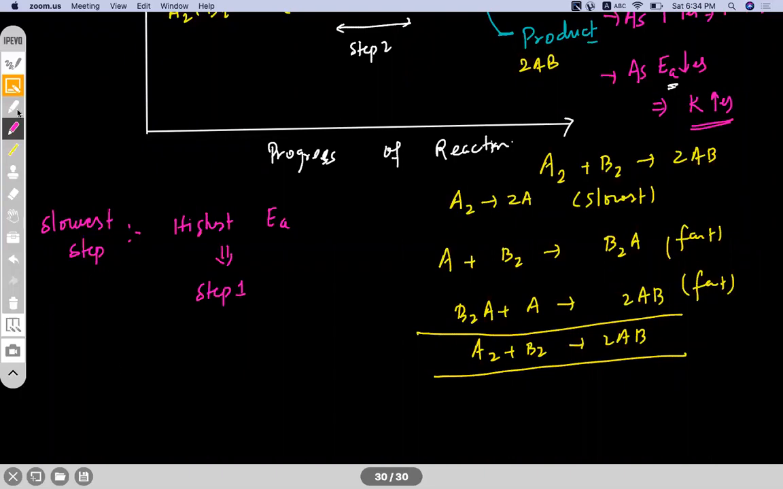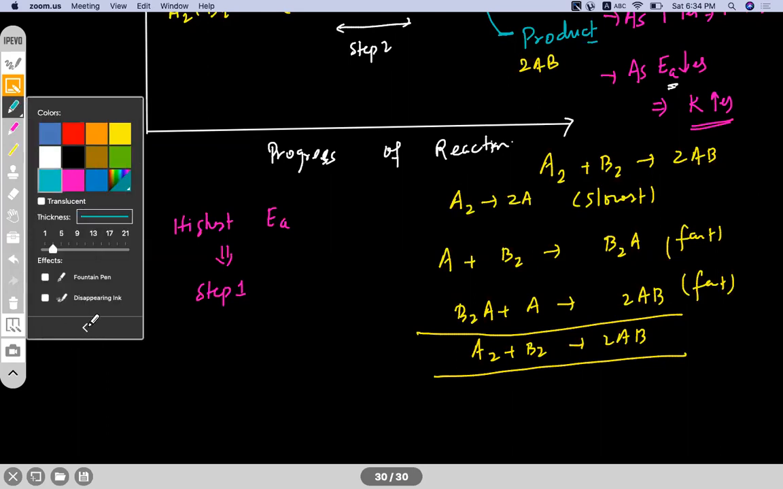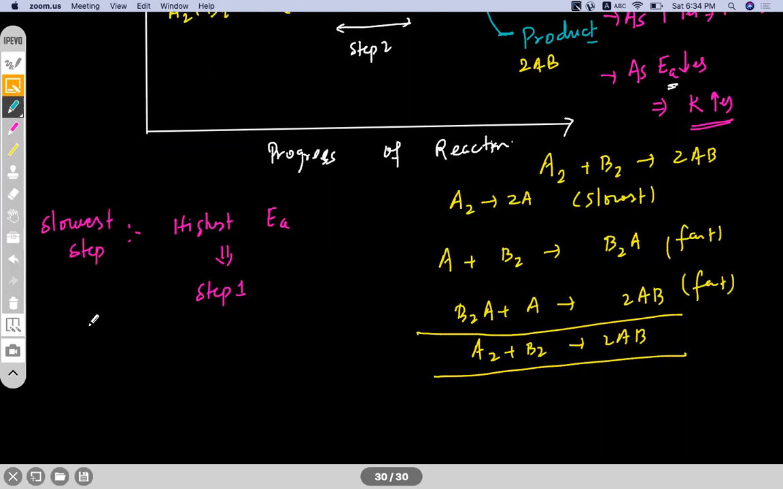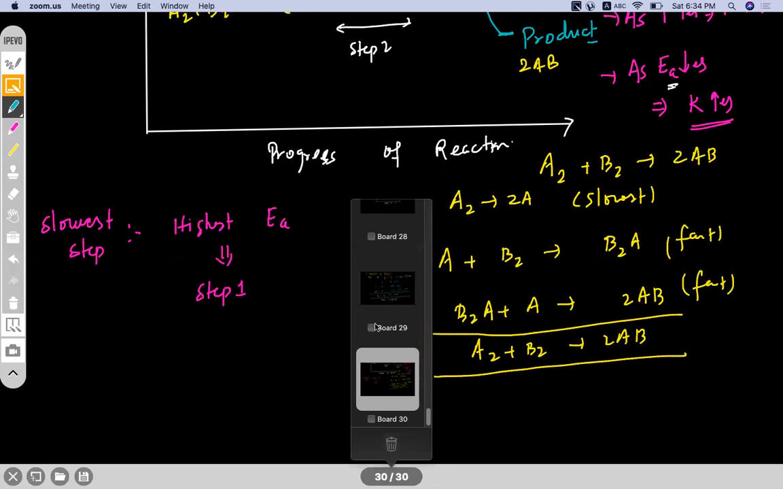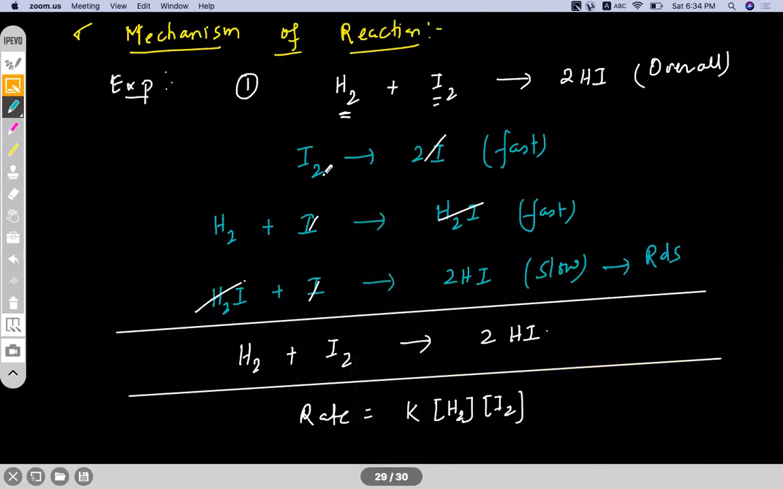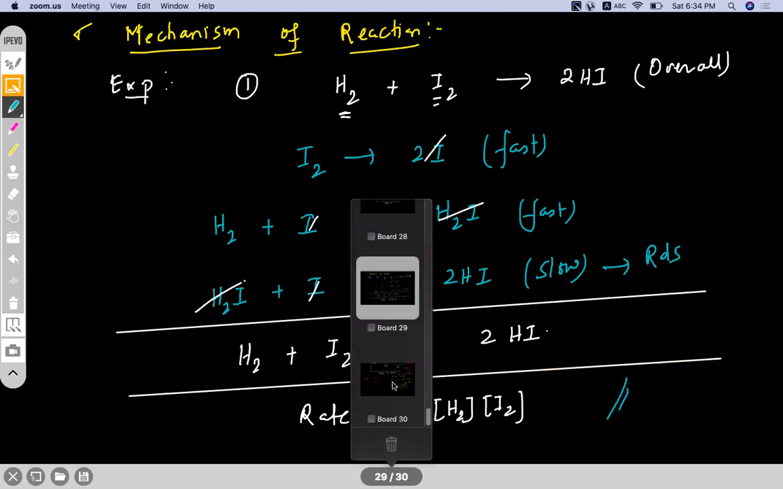Correct? Tell me. So, sir, dissociation of iodine is the slowest step in the previous case. No. That's what I said. This, see, just 1 second. This reaction is correct. Okay. This one is correct. You just leave it here only. It is done here. Finish. Okay, sir. Now you focus on this.